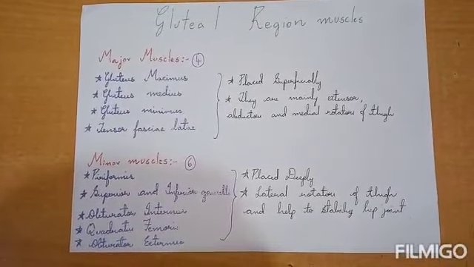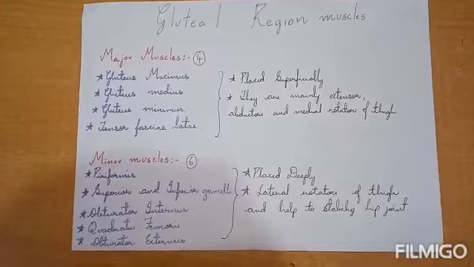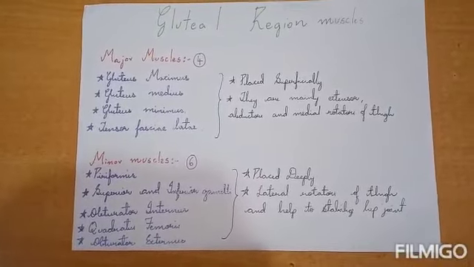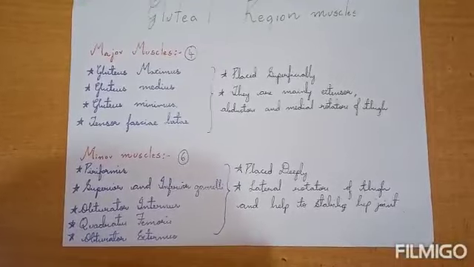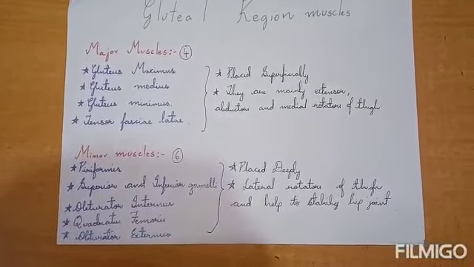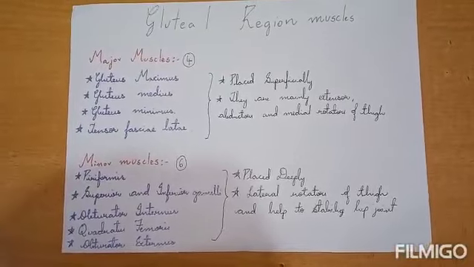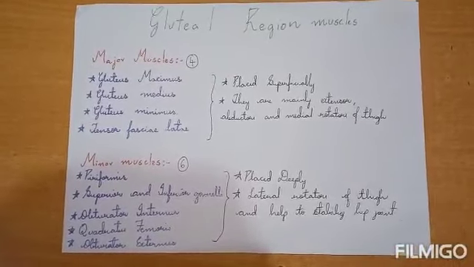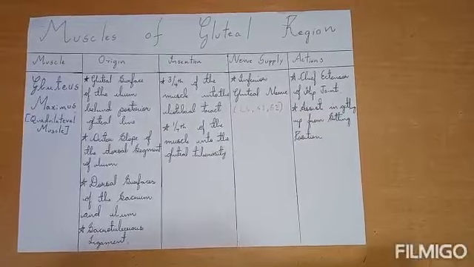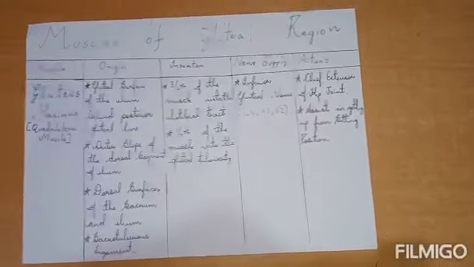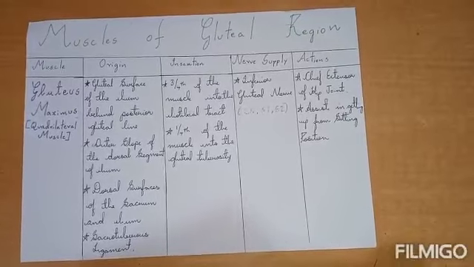The minor muscles, which are six in number, include piriformis, superior and inferior gemelli, obturator internus, quadratus femoris, and obturator externus. Their main function involves lateral rotation of thigh and also help to stabilize the hip joint. So, we'll start with the major muscles. The first one is gluteus maximus.